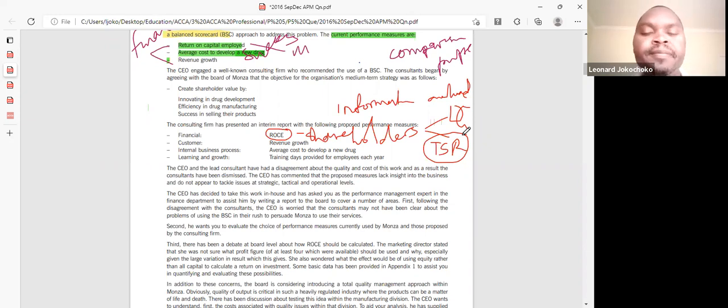In addition, it might be better to measure at least 2 or 3 elements on the financial perspective. It's good to measure several aspects on the financial performance side. I expect 2 marks for what I've told you already. This is how I write my answer.